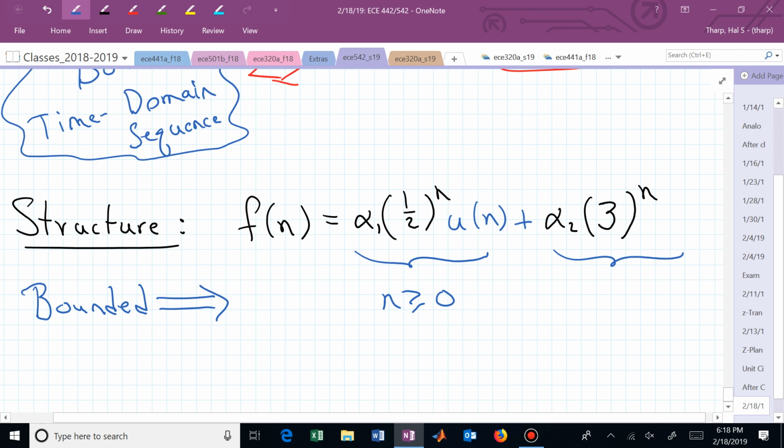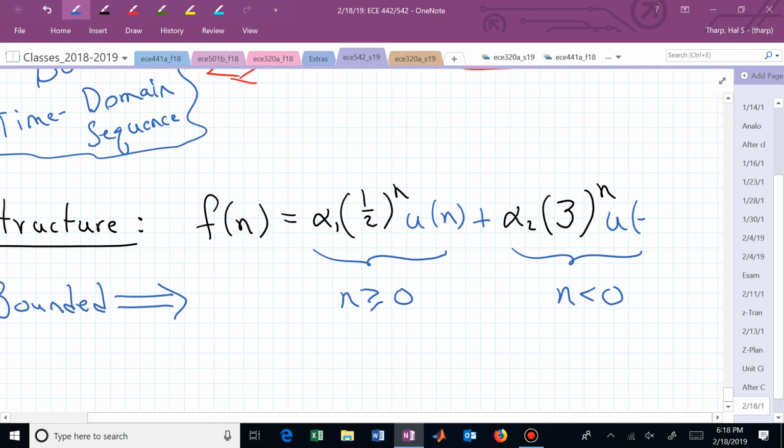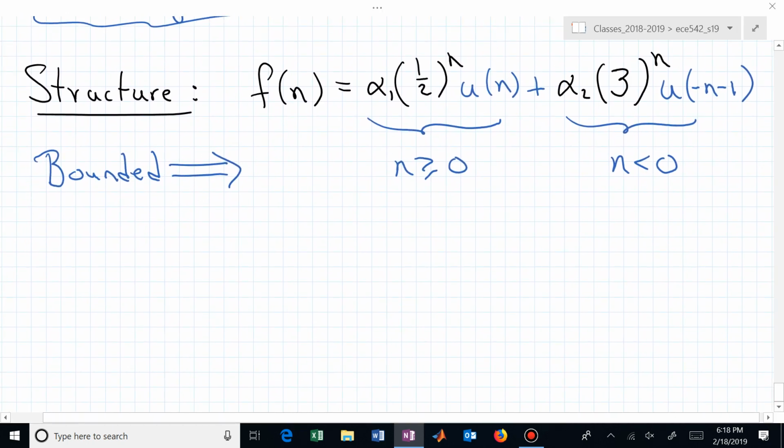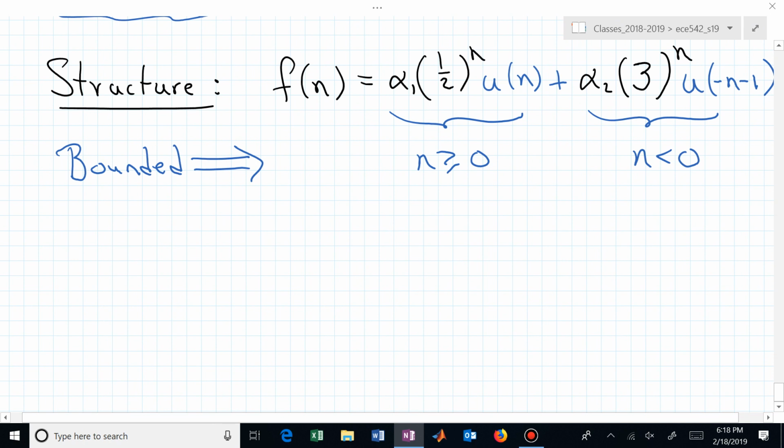Where's this? n less than 0, and we can make that happen with u of minus n minus 1. So let's verify that in fact this is indeed true or consistent with the thought process that we've just laid out.